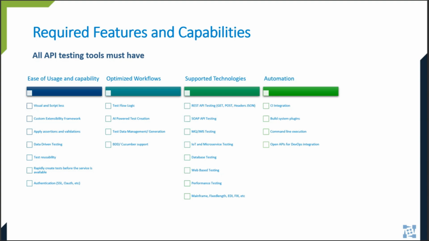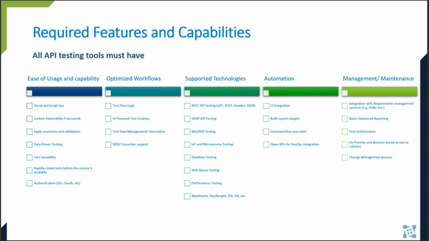Automation. Your API testing tool needs to be able to run unmanned and needs to be able to make decisions while it's testing. You need it to be able to run from the command line as well as via APIs so that you can integrate it with your cloud solutions. And a big plus is if it has built-in plugins for things like Azure DevOps and Jenkins.